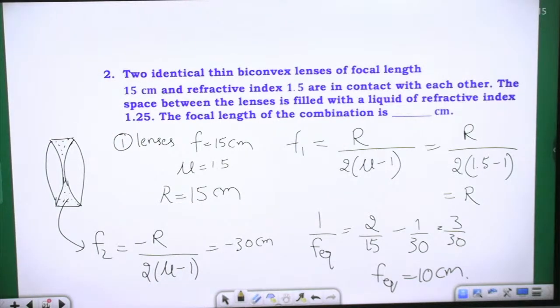So we have directly applied the formulas for F1 and F2, and we found the F equivalent. There is nothing much logic behind it, just a straight formula. If we can draw the physical representation of the lens, you are done.